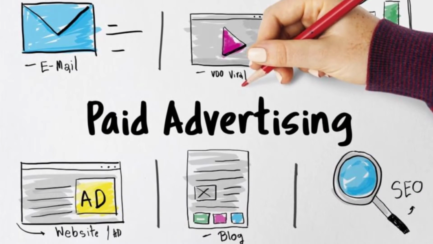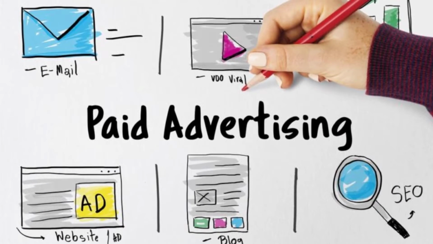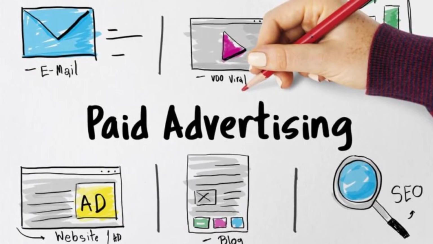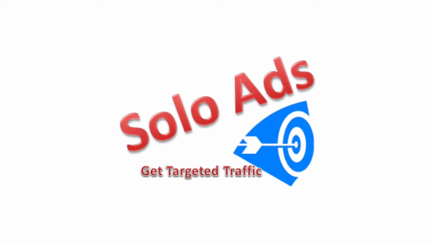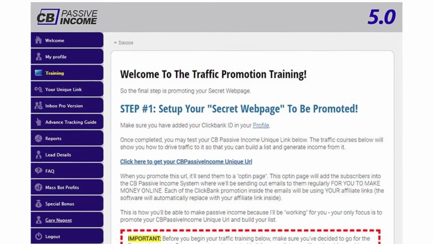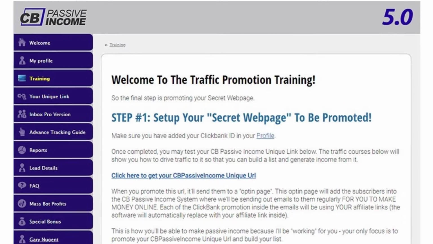Now, paid traffic. If you have some money to invest, then paid traffic is ideal. The fact is, you can see results overnight. This includes solo ads. This consists of sending a promotion message to someone's email list. Bing ads. Bing ads are fairly cheap. Just for a few cents, you can get highly targeted traffic to your offers. CB Passive Income provides excellent video tutorials explaining all you need to know about paid traffic.